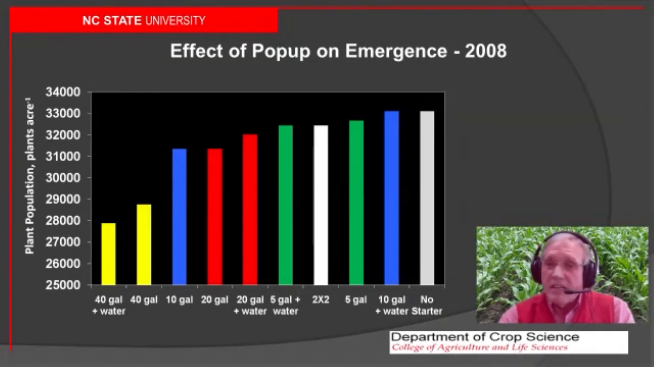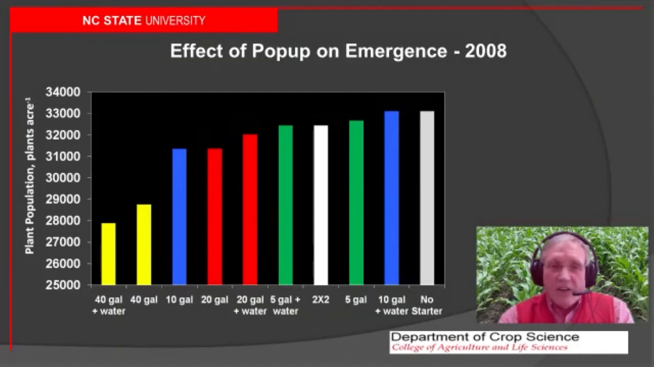So look at these 40-gallon rates. You can see with no starter, we were planting about 33,000 seeds to the acre. You can see when we counted plants later, at those higher rates, 40 and 20 gallons of in-furrow fertilizer, we were significantly reducing stand there. Our 2x2 even had some impact at 10 gallons, but we didn't do too badly where we used water or even a small rate, 5 gallons plus water. Now again, this is an organic soil.